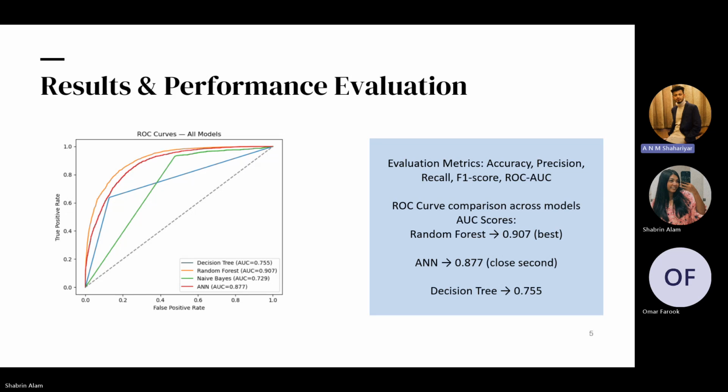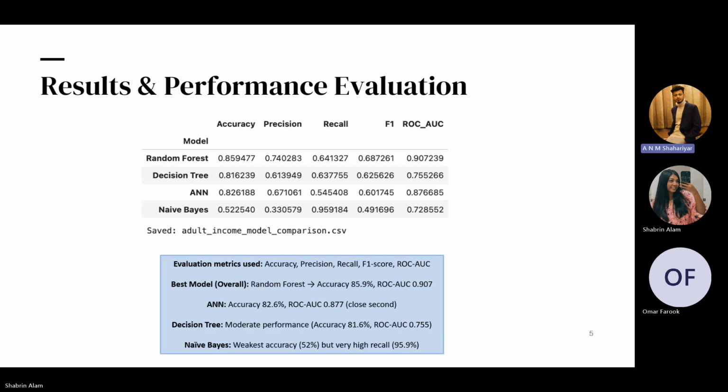Next slide. Thank you, Gabriel. The ROC curve confirms this: the random forest and the ANN clearly outperform the others. And finally, the decision. So next slide, please.